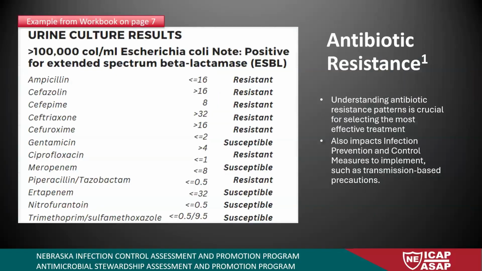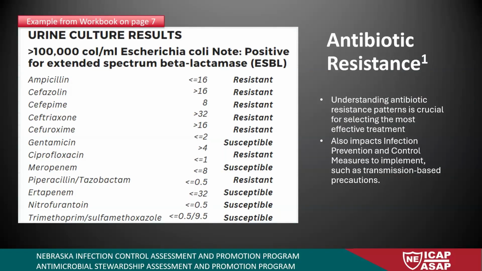So on page 7 of your workbook, this is what a urine culture is going to look like. Hint, hint. I put it there so you guys have something to look at. When we're looking at these different bacteria, it's important to understand what it means when you're looking at a test result, and to know if something is resistant to antibiotics or not.